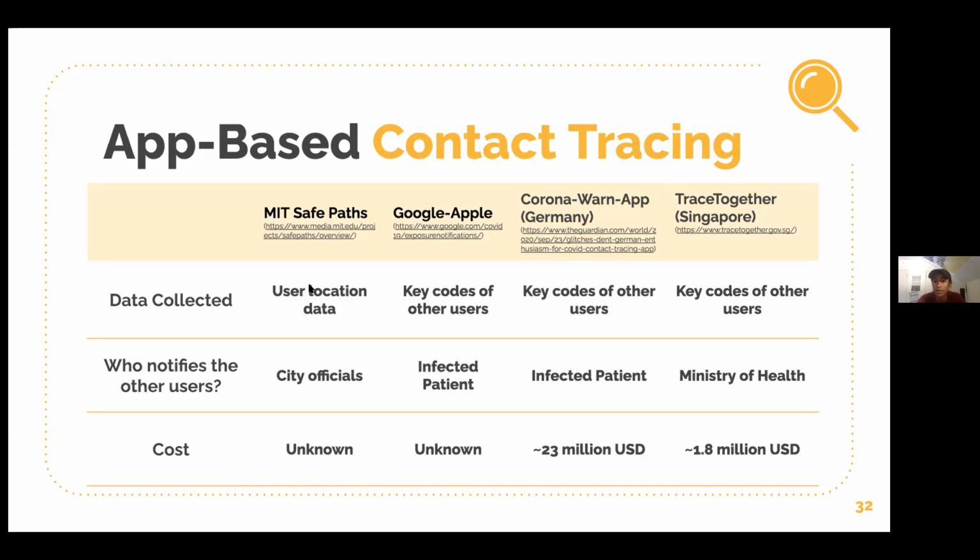And then the one that Germany currently is using, the Corona Warn app, again uses this key code feature, and it's up to the patient to notify others. I was reading recently there was a huge uptick, so about 23% of the German population had downloaded this app. But an issue with this is that that's not enough of the population to notify all the possible people.